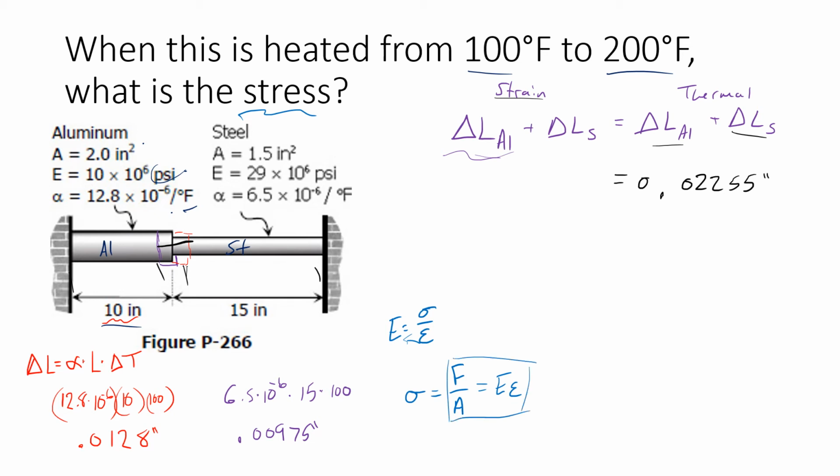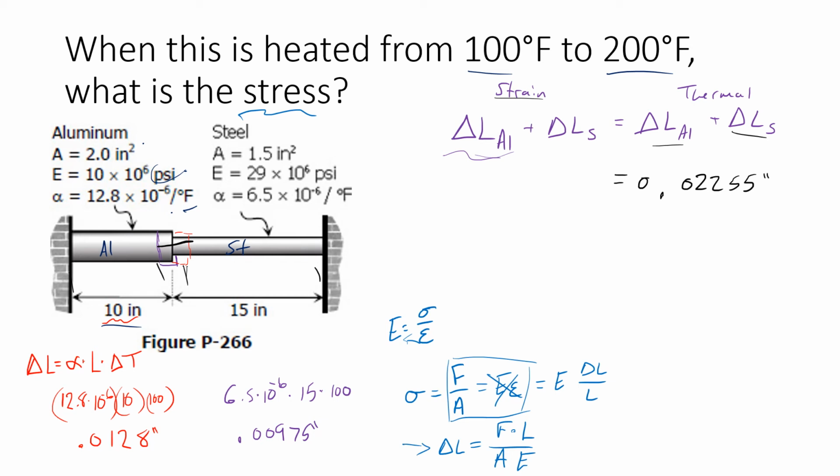So strain has our delta L in there, so E times delta L over L. Now we're solving for delta L. So delta L is going to equal F times L divided by A, and then the E is going to go down there. And this is what delta L equals.